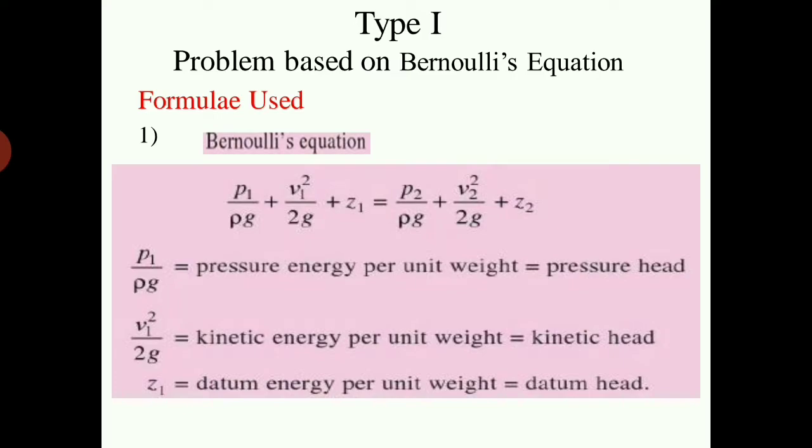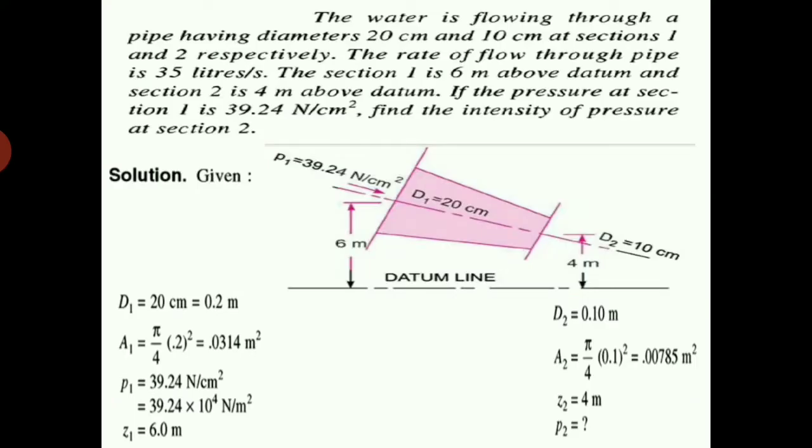So the first type of numericals are the problems based on Bernoulli's equation. We know Bernoulli's equation, which is P1 by rho g plus V1 square by 2g plus Z1 is equal to P2 by rho g plus V2 square by 2g plus Z2, where P1 by rho g is the pressure energy per unit weight, V1 square by 2g is the kinetic energy per unit weight, and Z1 is the datum energy per unit weight. So we'll be applying this formula for the numericals. So let us see the numericals.